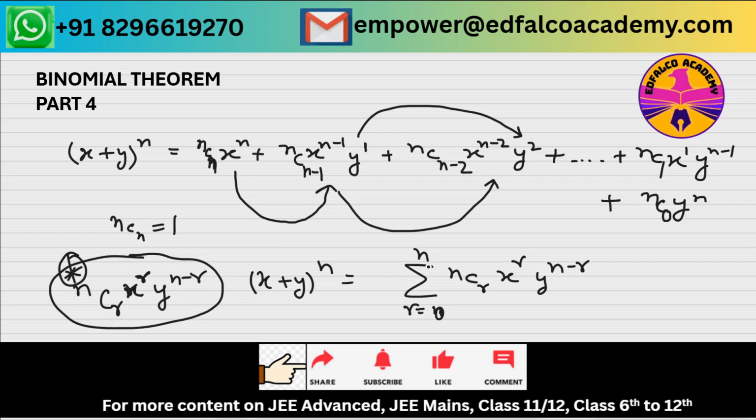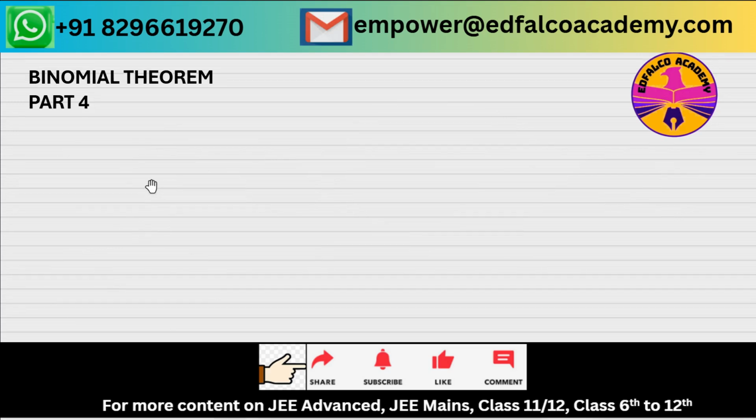And then obviously, since you have to cover all the terms, you have to add them up, so you are basically using the summation from r equal to 0 to n of nCr x to the power r y to the power n minus r. Now let's talk about what happens if one time I am taking (x plus y) to the power n, and another time I am taking (x minus y) to the power n, how their expansion will look like.